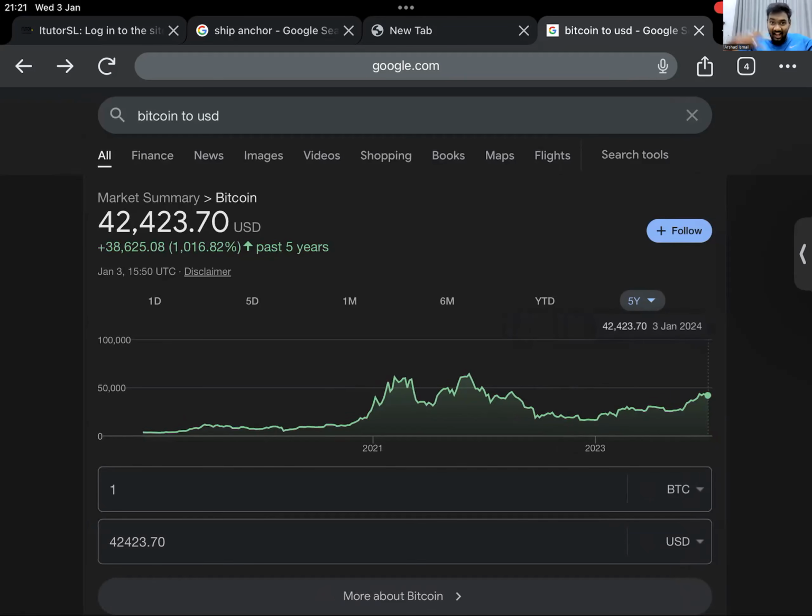So these are highly volatile. So the objective is to buy at a low price, sell at a high price. That's how you make a profit. You buy it at a low price, you sell it at a high.